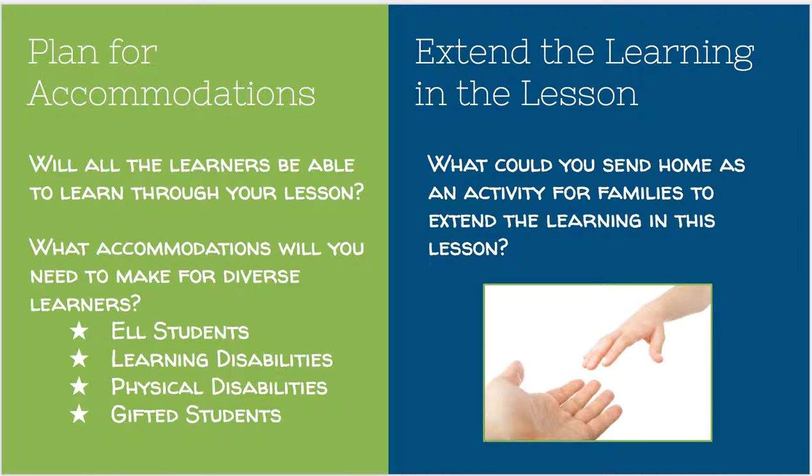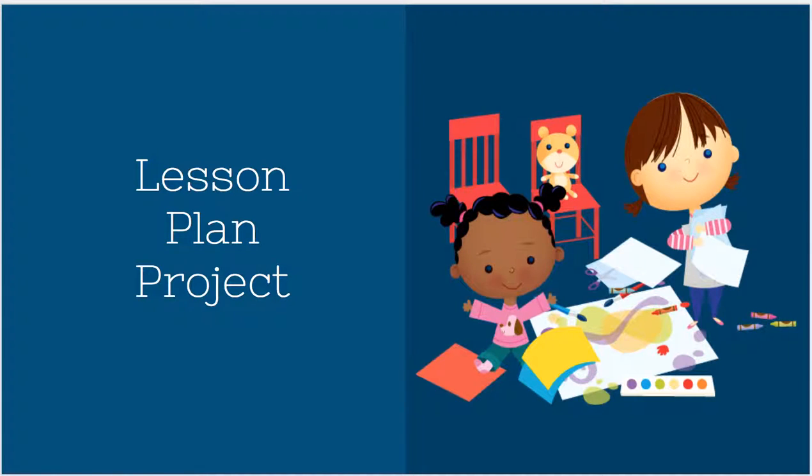Two more areas to think about when you are planning your lesson is you have to think of the accommodations your learners might need. We have those diverse learners, and we talked about all the different ways our students are diverse. Do you have to make some changes in your lesson delivery, in the materials that you use? How will you adapt for those accommodations? And then also, how can we keep the learning going at home? What sort of things could you have parents do at home to extend the learning in the lesson? These are all components of the lesson plan project, and that'll be explained coming up next.